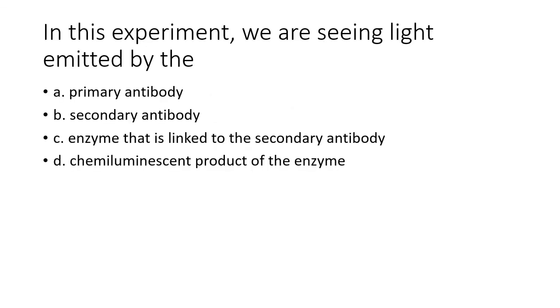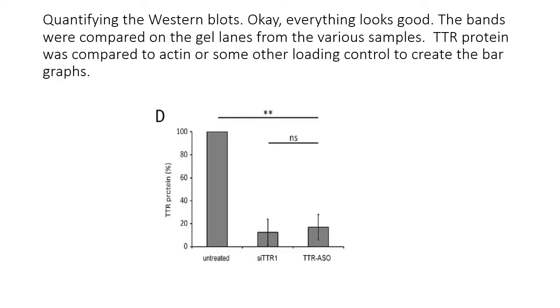In this experiment, we are seeing light emitted by the primary antibody, secondary antibody, enzyme that is linked to the secondary antibody, chemiluminescent product of the enzyme. Right, when we see a Western blot, what we're ultimately seeing is the chemiluminescence that makes an image on a film or equivalent imaging system. Good. So far everything looks good. We compare the bands of our protein on our Western, and we can see that there is measurably decreased amounts of protein as hoped in this sort of situation.